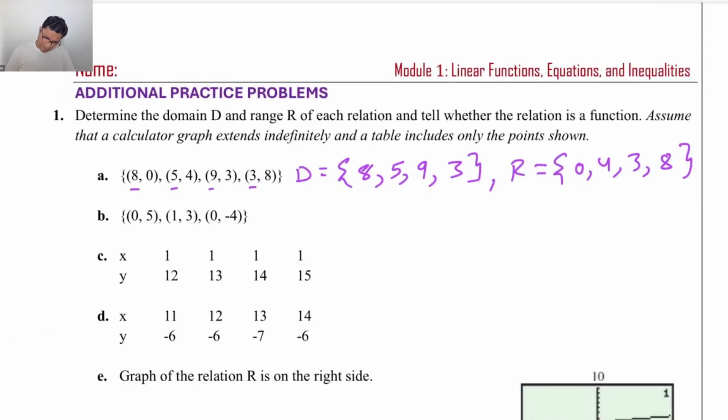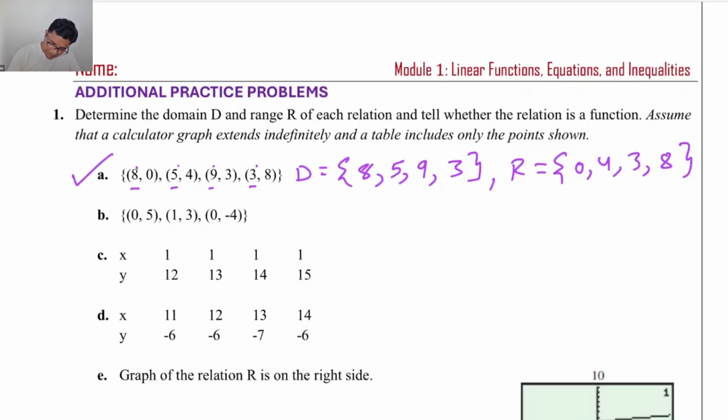Okay. And the question, is this a function or not? You have to check. 8, 5, 9, 3. No domain element is repeated, right? So every domain element has a unique image, hence it is a function. I'll put a tick mark when it is a function. Check mark. Okay.